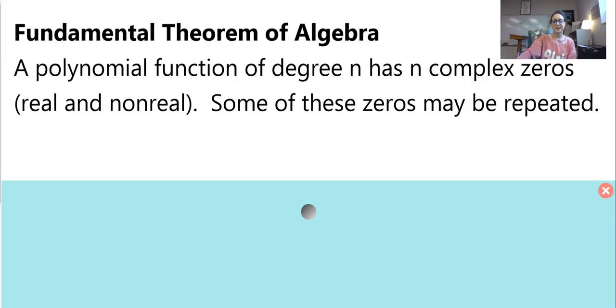So the fundamental theorem of algebra says, and you do not need to write this down because we're going to really practice this theorem in application soon, but it says a polynomial function of degree n has exactly n complex zeros, and complex can be real or non-real, okay? And some of these zeros may be repeated, so not all your zeros have to be unique.